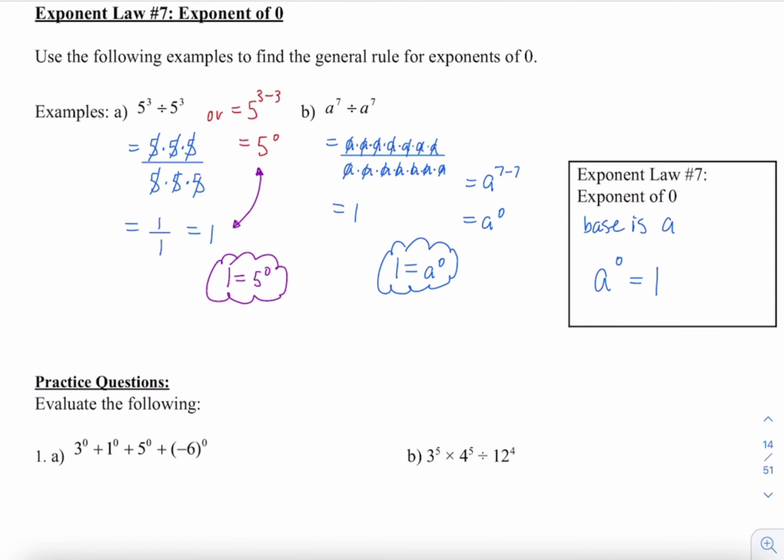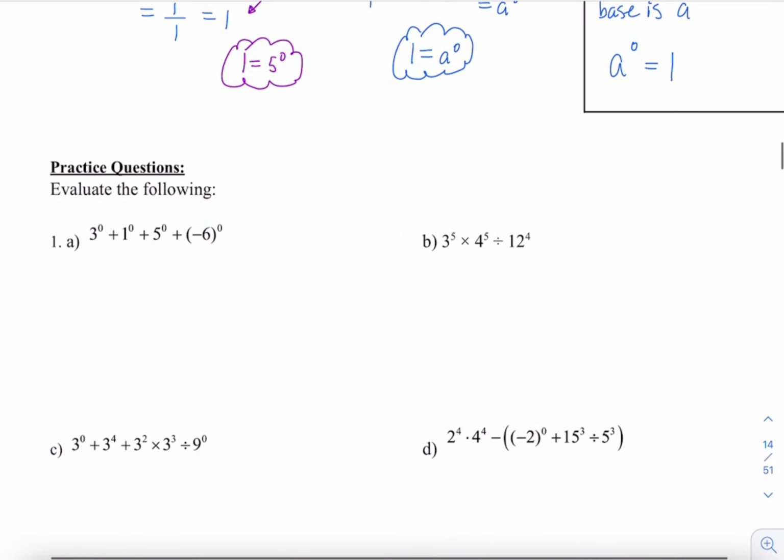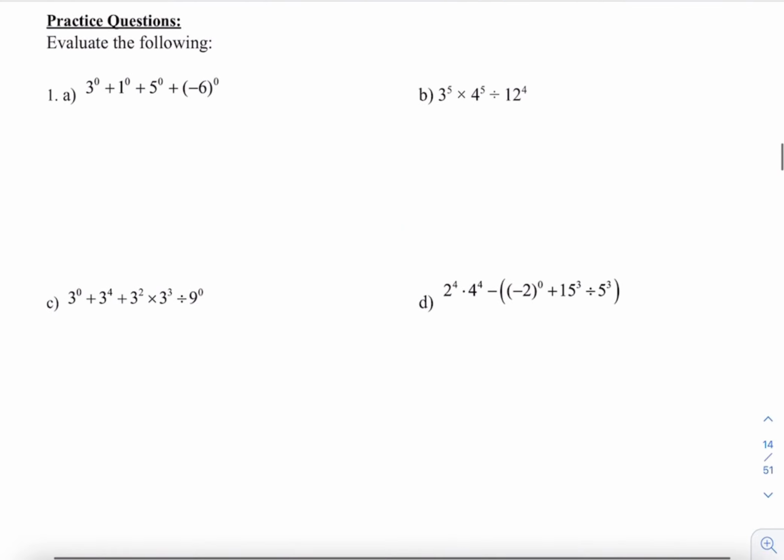So we have 3 new exponent laws. Let's put them to practice with some practice questions. So anytime I see an exponent raised to the power of 0, I know that that overall result is going to be 1. 3 to the power of 0 is 1. 1 to the power of 0 is 1. 5 to the power of 0 is 1. And here, my base is -6, and -6 to the power, if a was -6 in this rule, I would know that overall my result is going to be 1. So this ends up being 4.